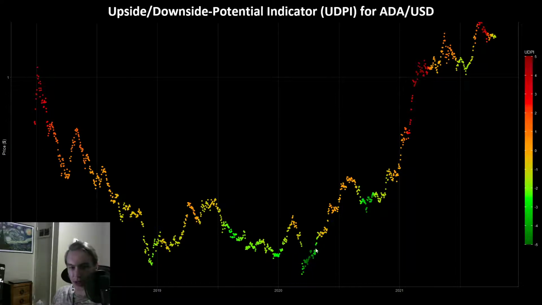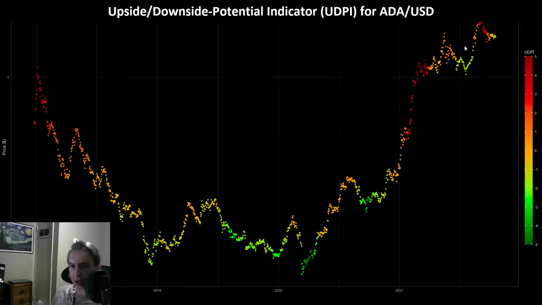But then down here, when ADA was actually at its lowest price, it was saying this is a great time to be buying ADA. You should really be loading up at this point. Then we had this huge run up in the spring, and it was identifying that as being a riskier time when the upside potential was becoming more and more limited. And then it identified the summer actually as being a pretty great time to be buying ADA.